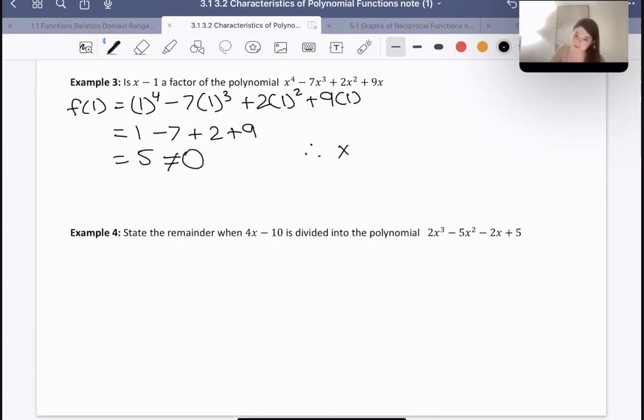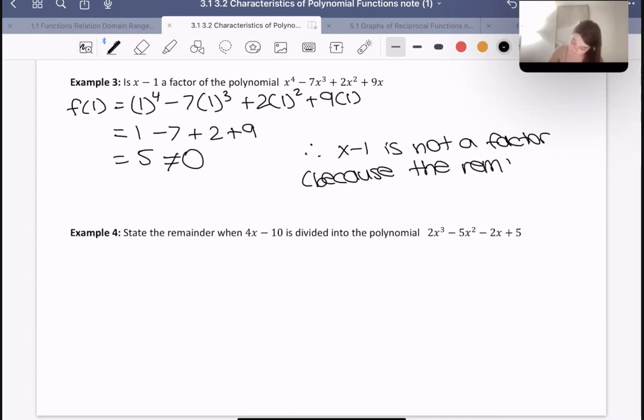And therefore, x minus 1 is not a factor because the remainder is not 0, right? The remainder is 5. Although the important thing isn't that the remainder is 5, the important thing is the remainder isn't 0, because any non-zero remainder means it's not a factor. Okay.